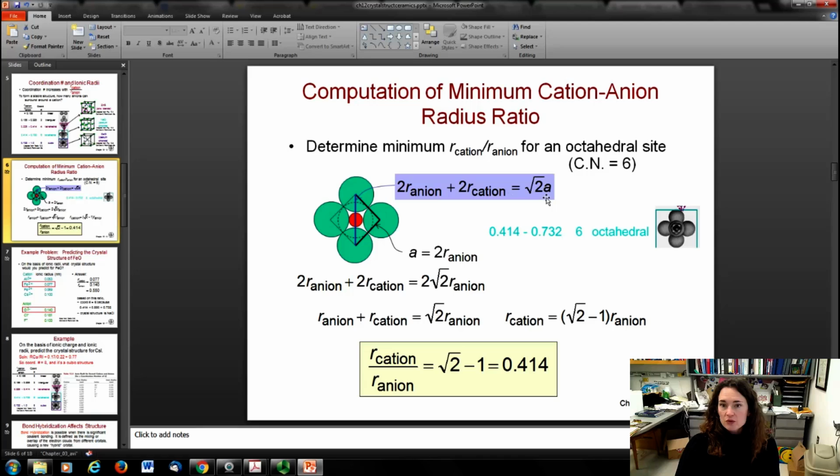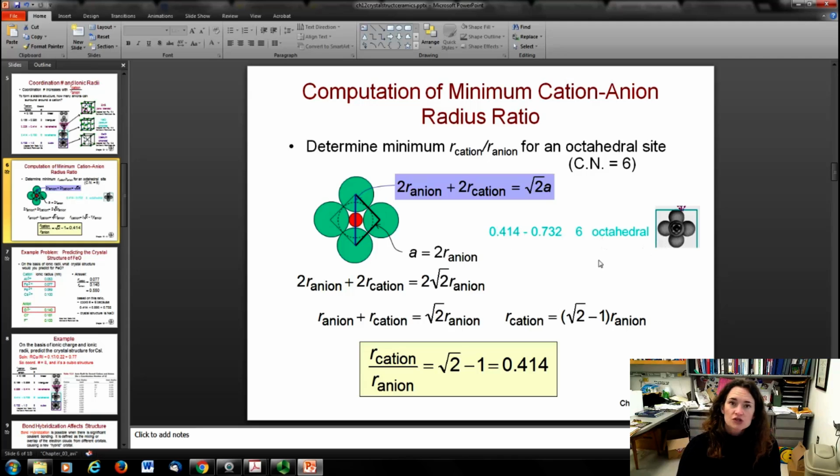Okay, now what we want is a ratio of the cation to anion radius, so we want to get rid of our a here. We can do that by relating 2 times the radius of the anion to our unit cell size, a. Then we plug that back in for a, and we end up with this expression here: 2r anion plus 2r cation equals 2 root 2 r anion. And then it's just a little bit of simple algebra to express that as a ratio of a cation to an anion radius. When you do that, you get r cation over r anion equals root 2 minus 1, which is 0.414, which, sure enough, is the very minimum for that range for your octahedral site.